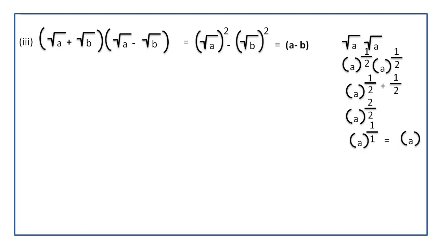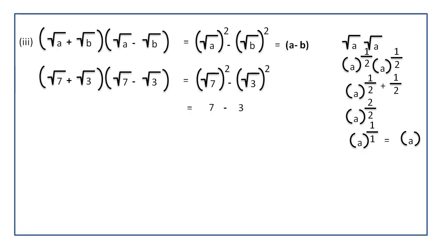Now we apply these integer values in this formula. For example, square root of 7 plus square root of 3 into square root of 7 minus square root of 3 will be 7 minus 3, which is equal to 4.